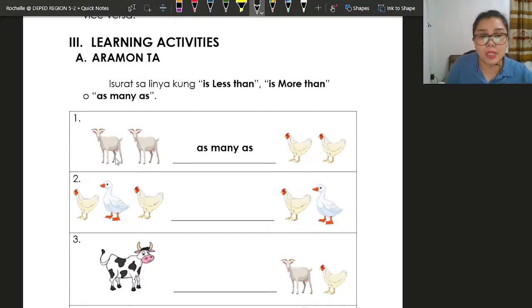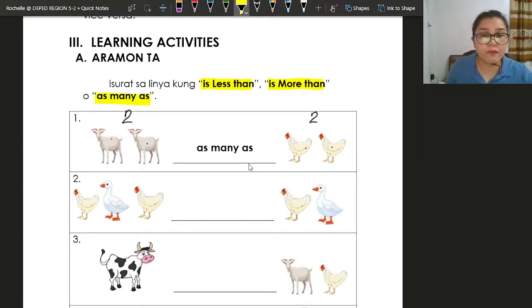Okay, so ito, how many? We have 1, 2. So, write it here. And then 1, 2, also 2. That's why the answer is as many as. So you have three choices here. You have to write on the block either is less than, is more than, or as many as. So first step, count the objects first, or count for each count per set, and then you identify which term to use, is less than, more than, or as many as.